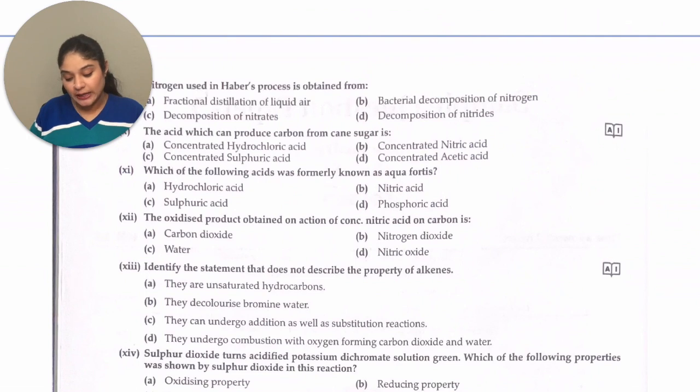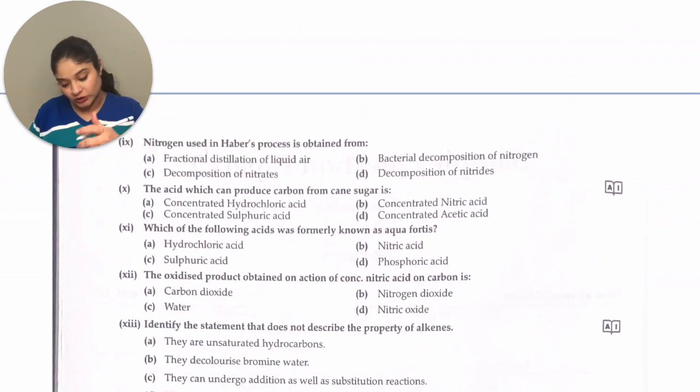Nitrogen used in Haber's process is obtained from. So it is obtained from fractional distillation of liquid air. This we study when we discuss Haber's process, because it's important for you to understand where the reactants are coming from. So it is clearly mentioned there, fractional distillation of liquid air gives you the nitrogen for Haber's process.